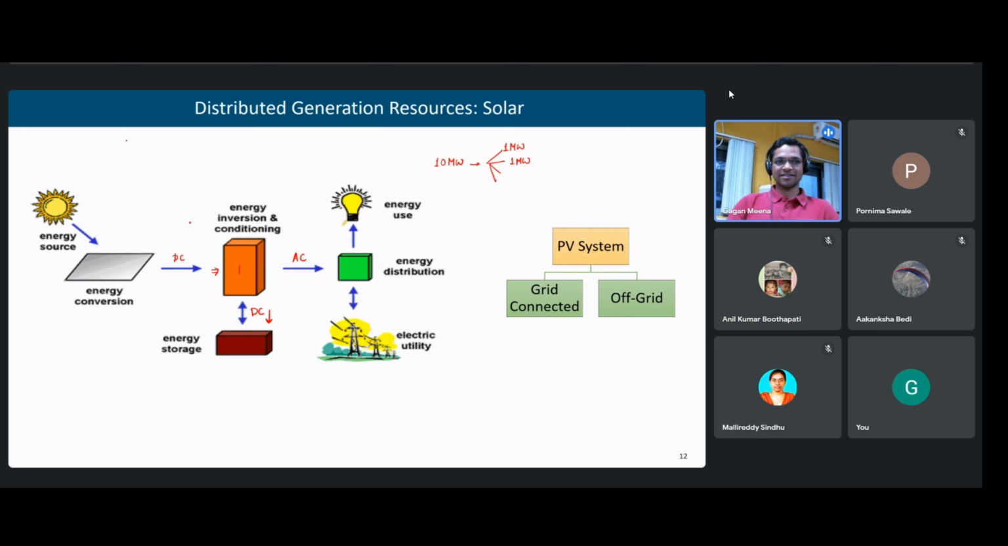So if we consider these 10 units, each one of them is feeding 1 megawatt. They will be giving DC output. So we will have one DC to AC converter here for each unit.